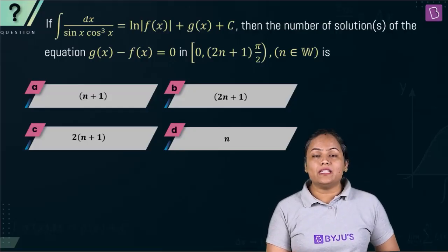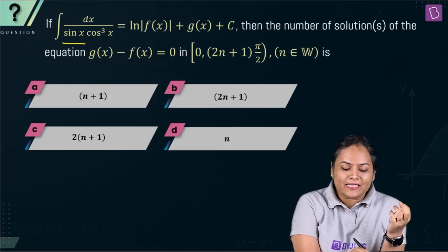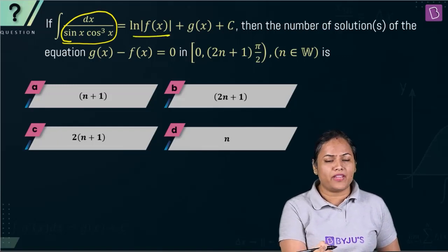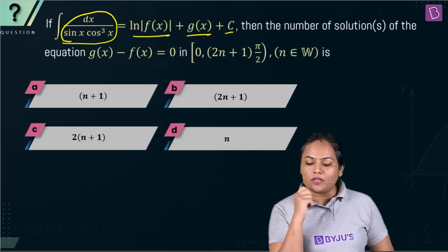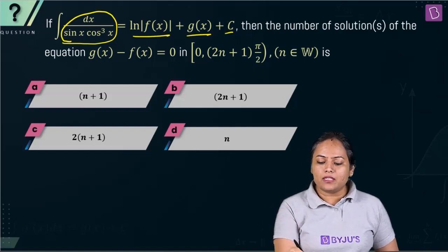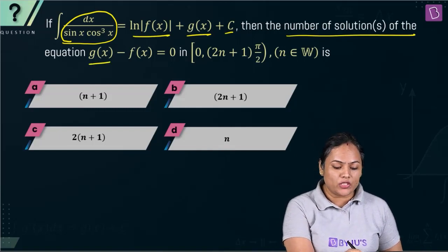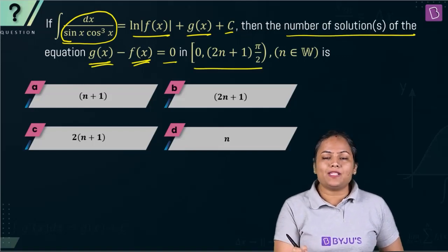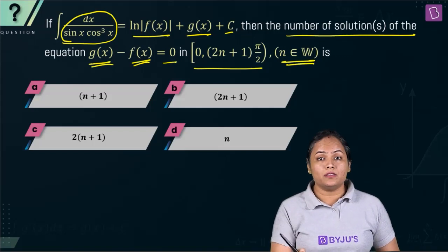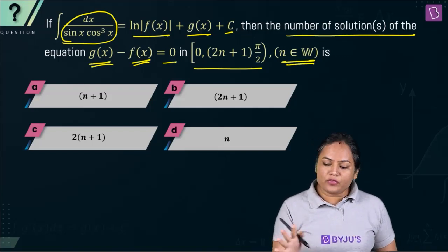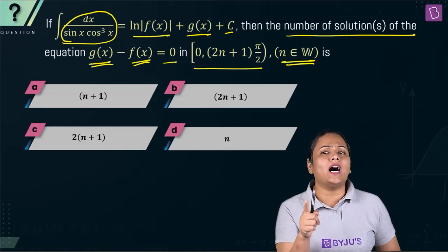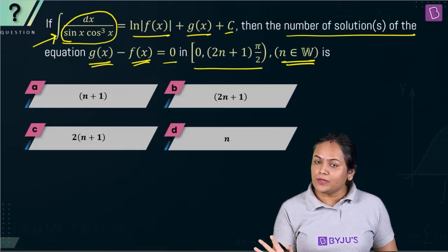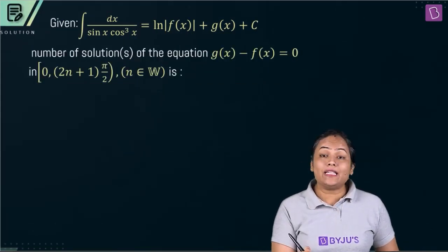Well, moving further, here we have integral of dx divided by sin x cos cube x is equal to ln mod f(x) plus g(x) plus some integration constant c. And here they have asked the number of solutions of the equation g(x) minus f(x) is equal to 0 in the range 0 to (2n+1)pi by 2, where n is a whole number. Okay, so the number of solutions have been asked when g(x) and f(x) both are equal. And to get that, obviously, I have to integrate this expression. Clear? So let's start with the integration part.